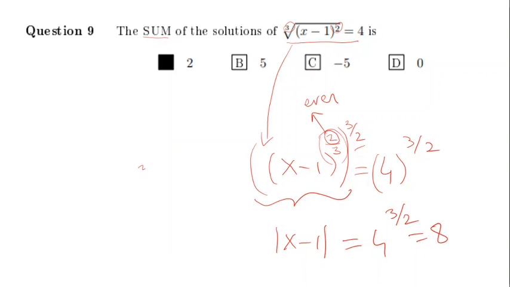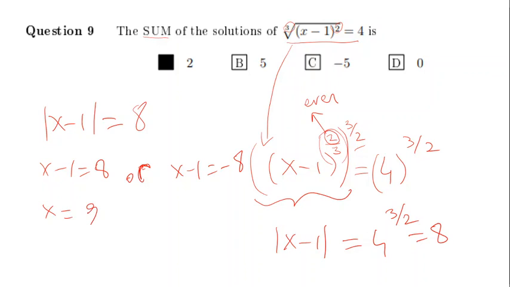Now, so x minus 8, x minus 1, the absolute value of x minus 1 equal to 8 means x minus 1 equal to 8, or x minus 1 equal to minus 8. This will give you x equal to 9. This will give you minus 7. So we can try this 9 and minus 7 here.